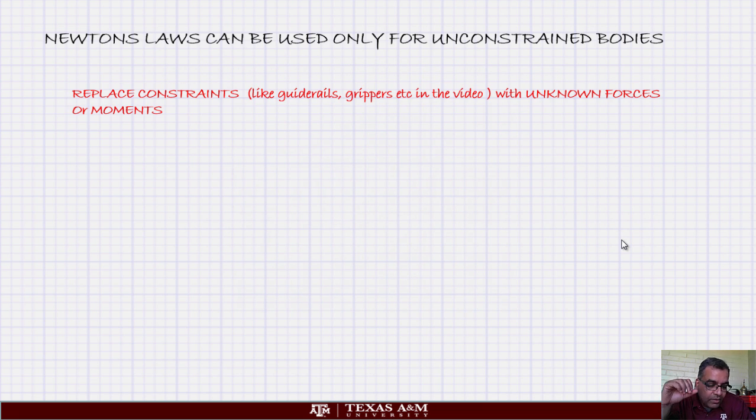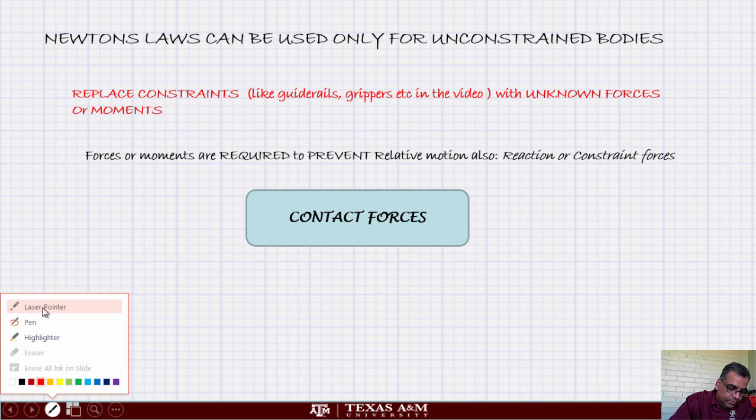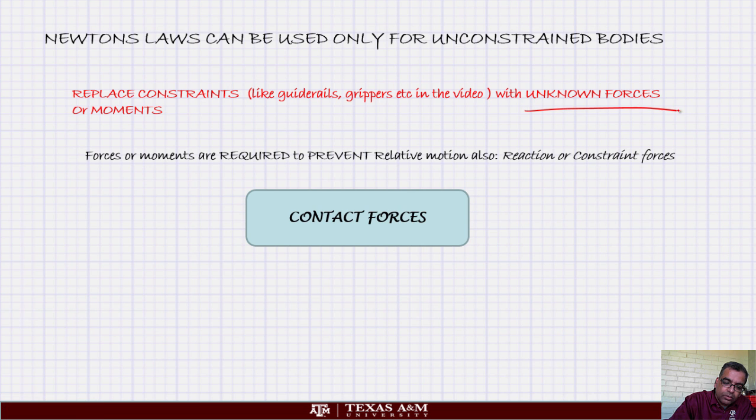Okay, what we do is we are going to replace the constraints like guardrails, grippers, etc. in the video. You could see there was all kinds of things in the video, right? All kinds of constraints when the bottling plant moved. What we want to know is what to do with the constraints, and the way we deal with that is to treat the constraints by adding unknown forces. So I'm going to add unknown forces, which are called the forces of constraint. The purpose of these forces is to constrain the body, to prevent it from moving.